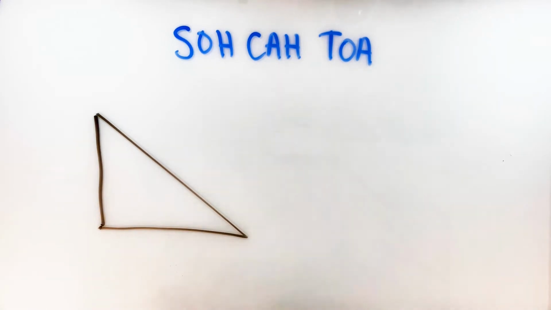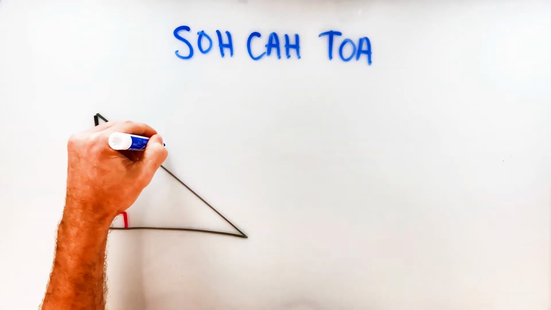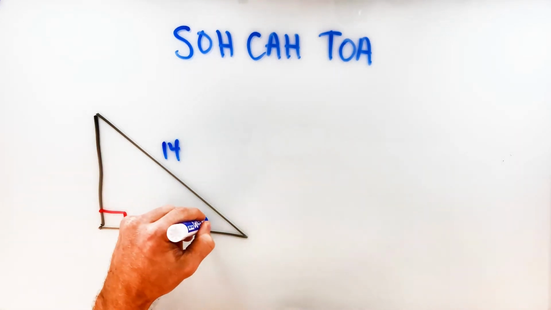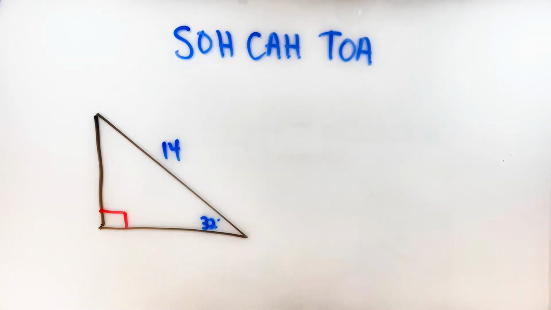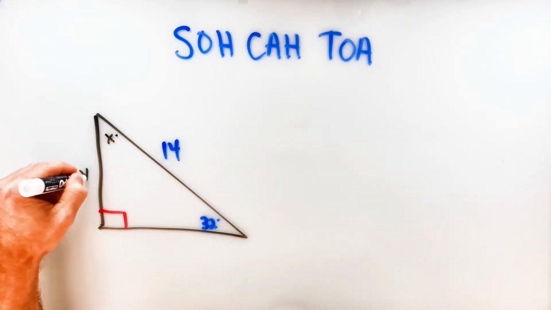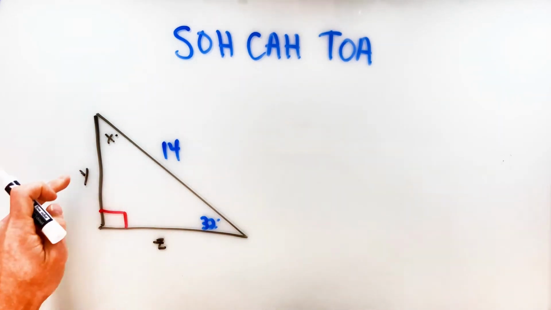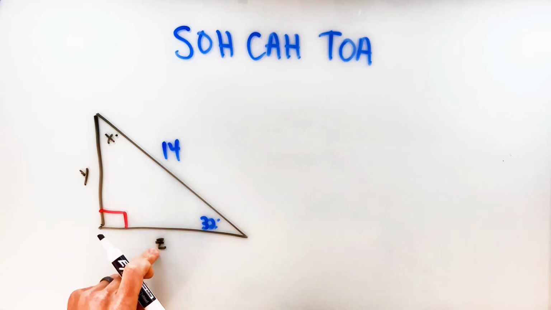So our first one here, you always have a right angle, so that's five parts that we'll have to find. You're always going to be given at least two pieces of information. So let's say this is a hypotenuse of 14, and we'll call this a 32-degree angle. Here we're missing that angle up top, this side length, and this side length. So we've got x, y, and z.